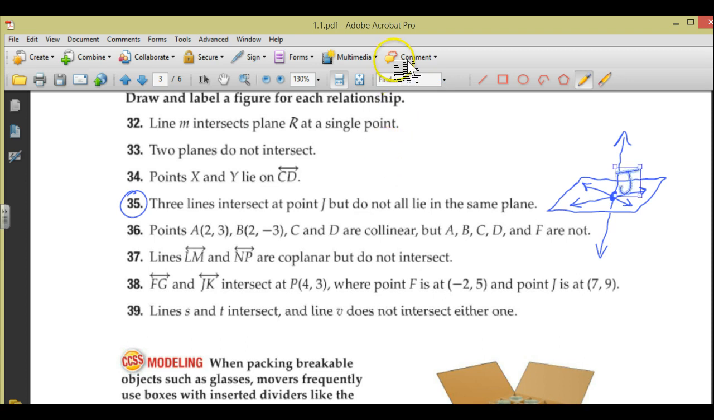Put that right there. But do not all lie in the same plane. Two of them can, as long as the third one does not.